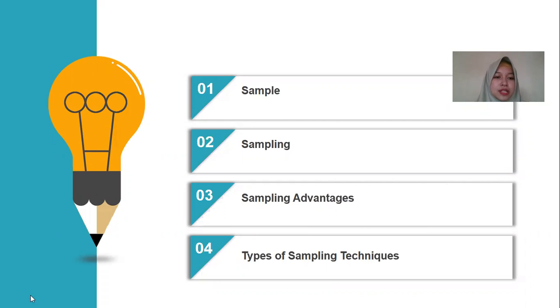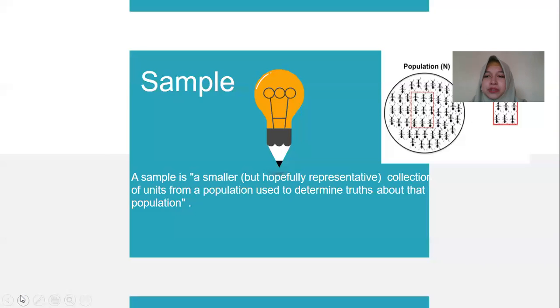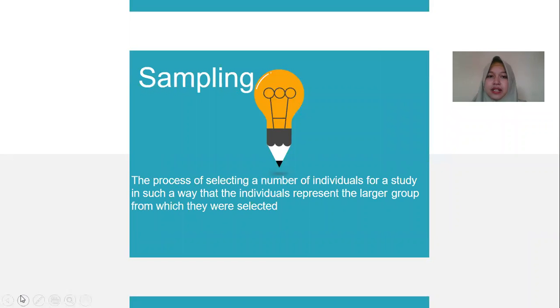Now we come to the first explanation. Sample. What do you know about sample, guys? Sample is a smaller but hopefully representative collection of units from a population used to determine truth about that population. Sampling, on the other hand, is the process of selecting a number of individuals for a study in such a way that the individuals represent the larger group from which they were selected.